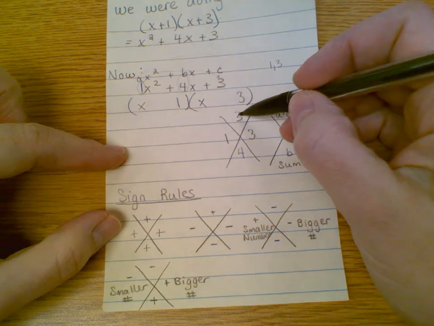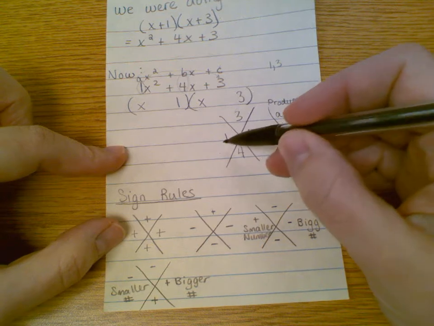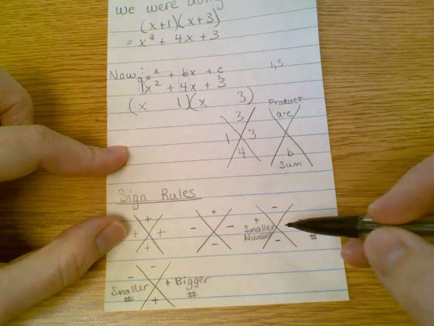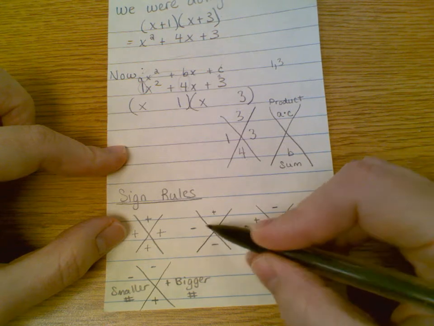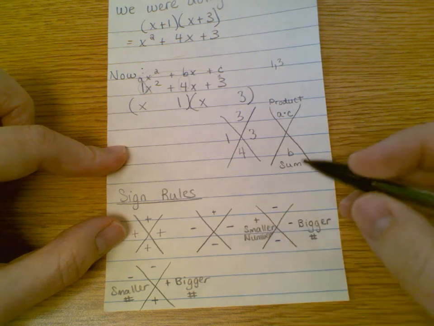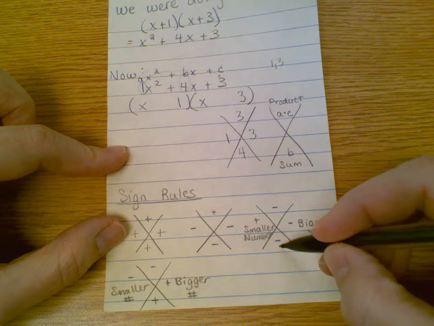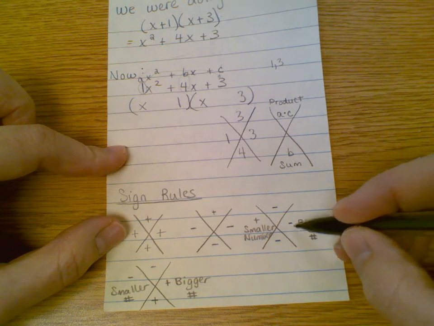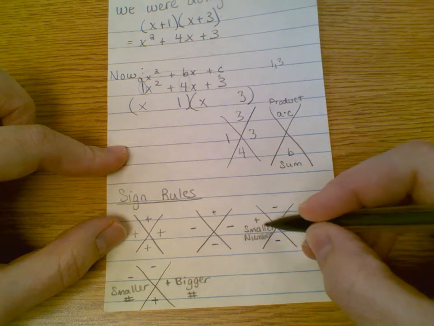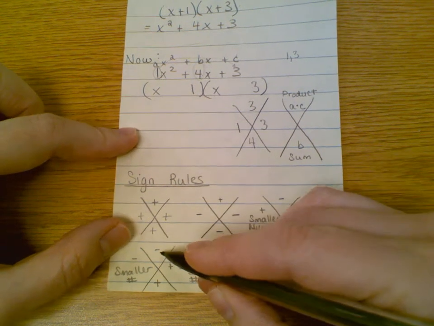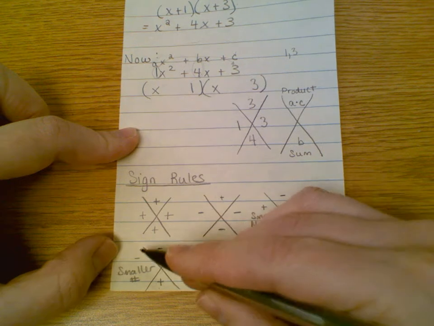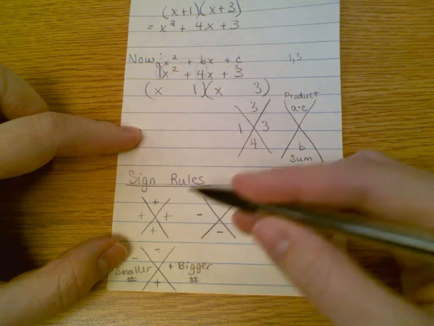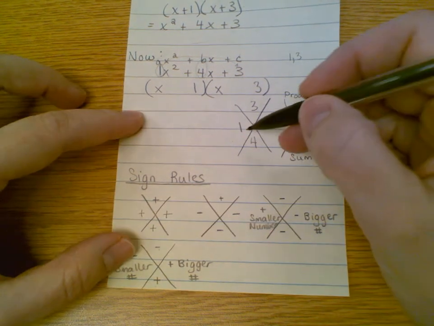If my top number is positive and my bottom number is positive, then obviously everything else is going to be positive. If my top number is positive and my bottom number is negative, then these two will be negative. If I have negative and negative, you're going to put the negative on the bigger number and the positive on the smaller number. And if it's vice versa, where I have negative positive, then I'll put the positive on the bigger number and then the negative. This helps you figure out what your signs are.